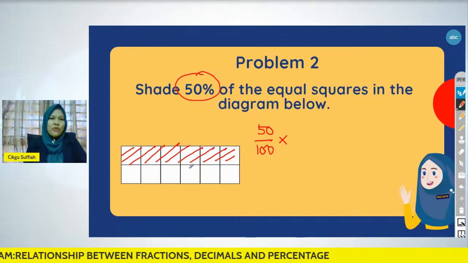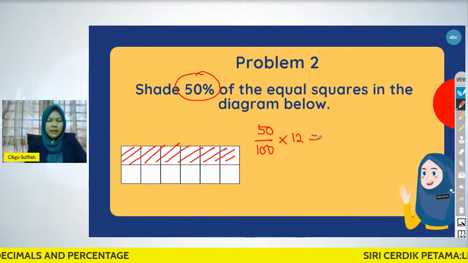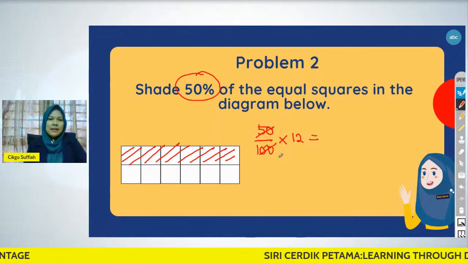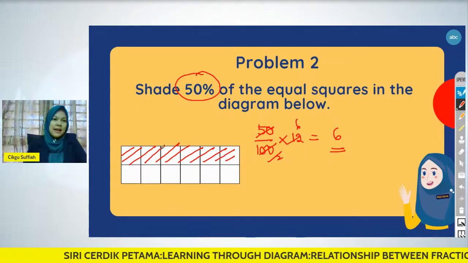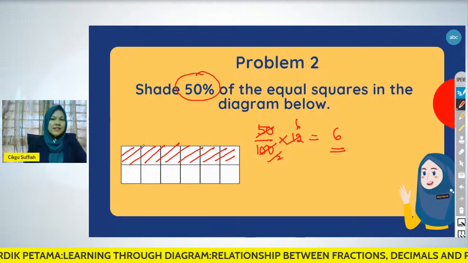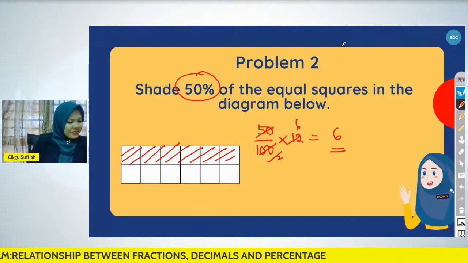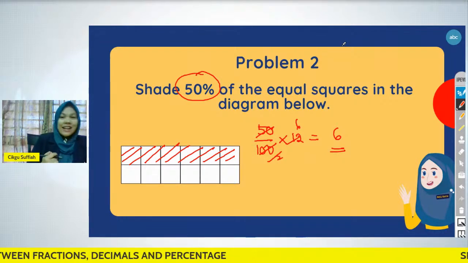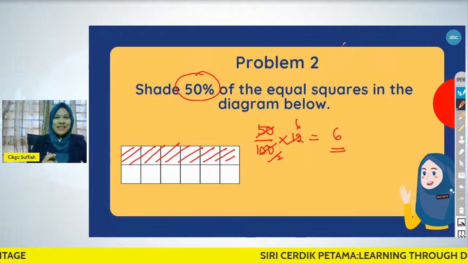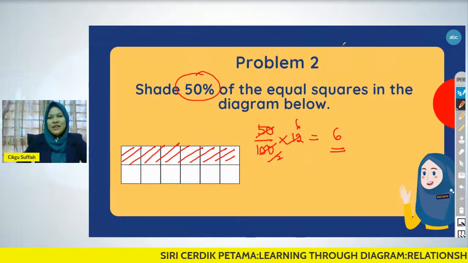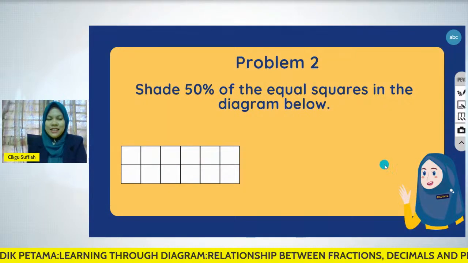1, 2, 3, 4, 5, 6, 7, 8, 9, 10, 11, 12. You might need to do some calculation here. At the end, do your cancellation or times, you should get 6. You can see how many parts I have shaded: 1, 2, 3, 4, 5, 6. That's it. Done. There are 6 shaded parts for the question. That's all the problem questions we're going to discuss for today.